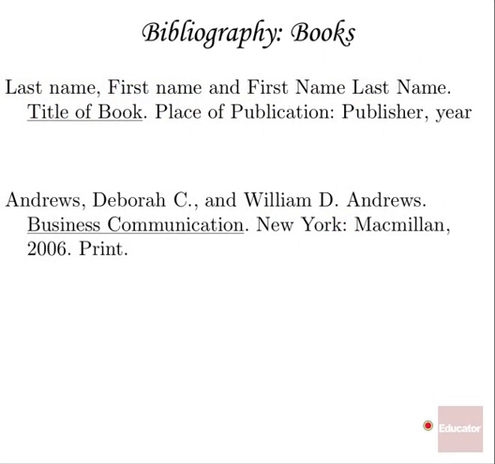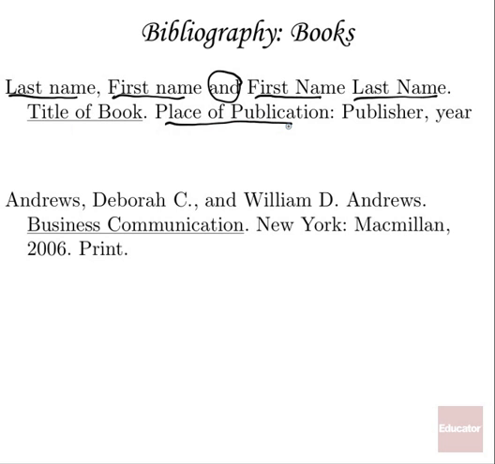All right, but what if the book has more than one author? A lot of books do. Well, there's another way that we can format it. I'm going to put the last name and first name, just like I did if the book's by one author, but then I'm going to add "and" first name, last name of the second author. After that, it's going to be just like the previous example. Title of book, place of publication, etc., etc.